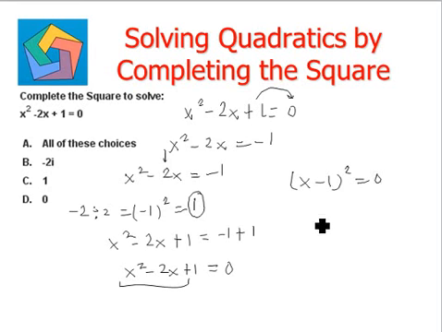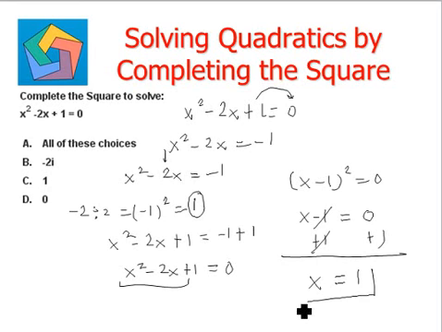Square rooting both sides, we get x minus 1 equals 0. Here we'll have only just one option because there is nothing like negative 0. So to find out the value of x, we add 1 to both sides. This becomes 0, and x equals 0 plus 1, which is 1. So x equals 1 is the final answer for the equation, which can be seen in option C.